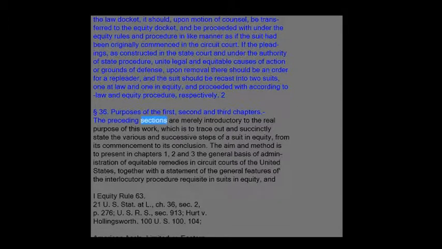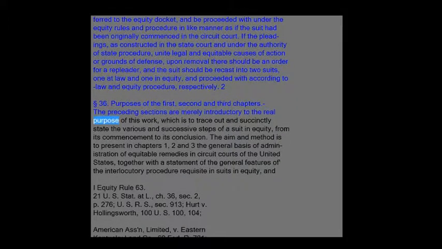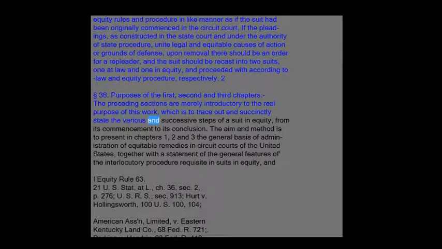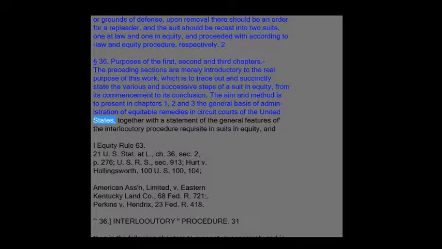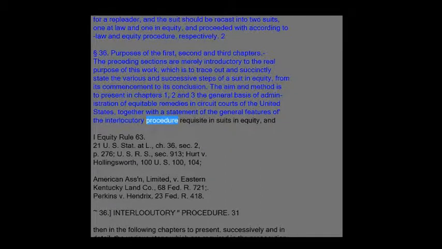The preceding sections are merely introductory to the real purpose of this work, which is to trace out and succinctly state the various and successive steps of a suit in equity, from its commencement to its conclusion. The aim and method is to present in chapters 1, 2, and 3 the general basis of administration of equitable remedies in circuit courts of the United States, together with a statement of the general features of the interlocutory procedure requisite in suits in equity, and Equity Rule 63.